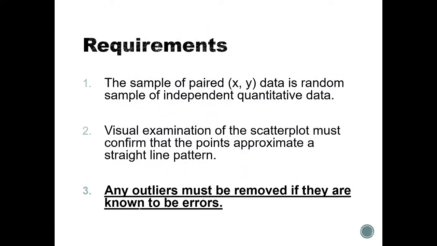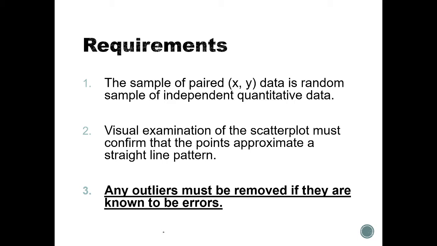So what are the requirements to running this test? Well, you have to have a pair of data, x and y. It has to be random, independent, quantitative data. Quantitative means that it can be put into number form, so you're not tracking eye color. You can't really do this with that. Visual examination of the scatter plot must confirm that the points approximate a straight line. The second one is kind of iffy, because if it doesn't approximate a straight line, then R is likely going to be 0 anyway. But if you have a scatter plot and you can see that maybe there's something here, it should show a straight line before you run this test.